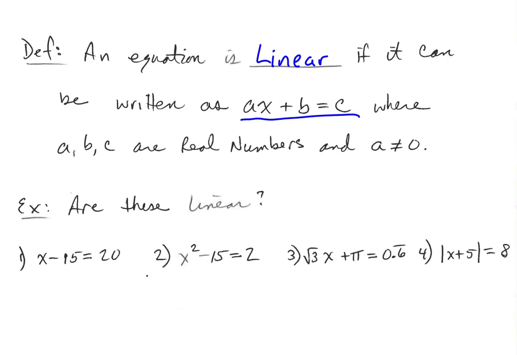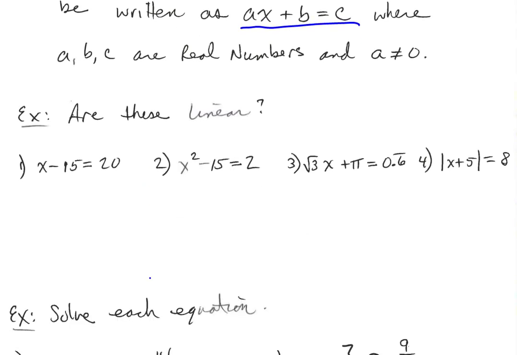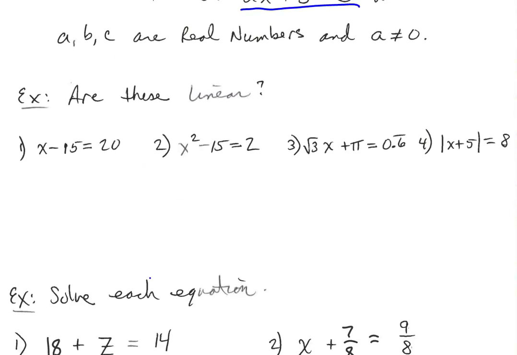So let's first of all work on this definition by deciding, are these linear? We have some examples of some equations here we'll work through. The first is x minus 15 equals 20. And you'll notice here that the x variable is a single power of it. There's nothing else going on with it. And if you actually force a 1 in front of the x, which would be there but not necessarily written, then this does actually kind of fit the definition above as ax plus b equals c.